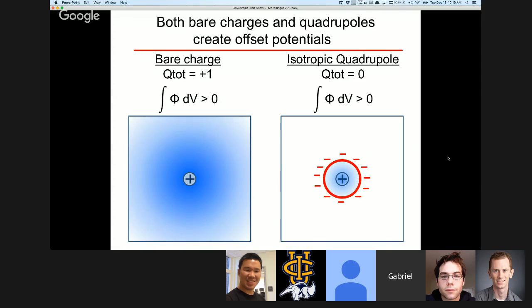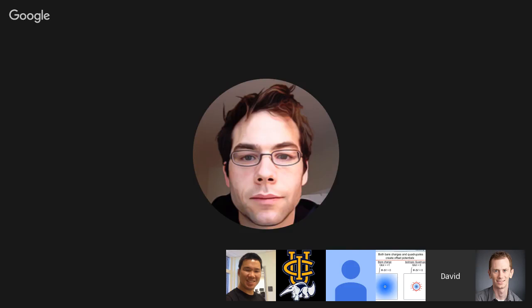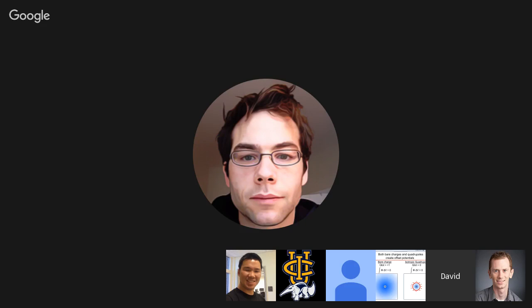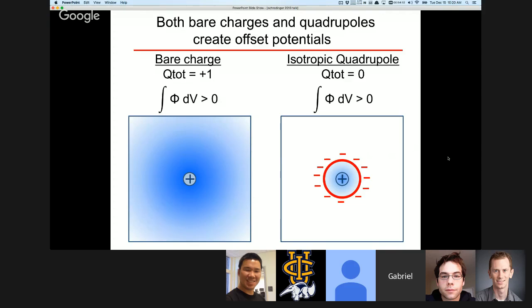So the average potential in the unit cell as a whole is changed because of the potential inside the volume of the sphere, even though if you're outside the sphere, you don't feel any potential attraction or repulsion, because it's all totally neutralizing itself. So does everyone see how there is some average potential in the system due to this isotropic quadrupole, even though outside of itself it's not creating any electrostatic effects?